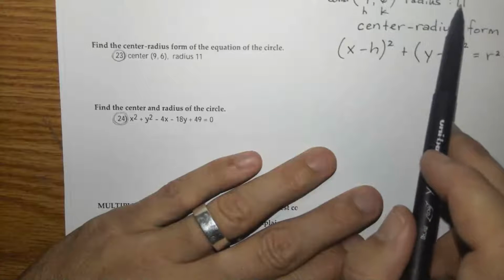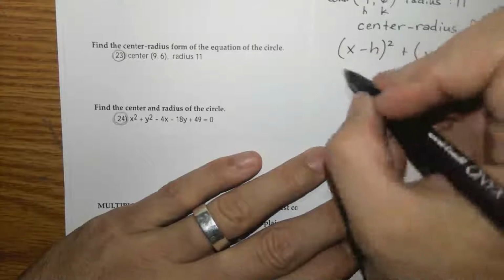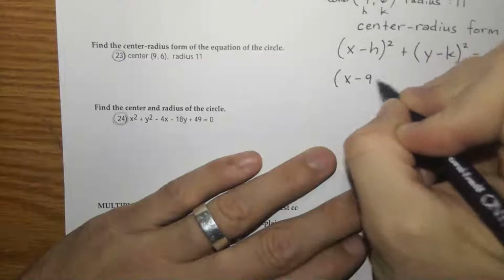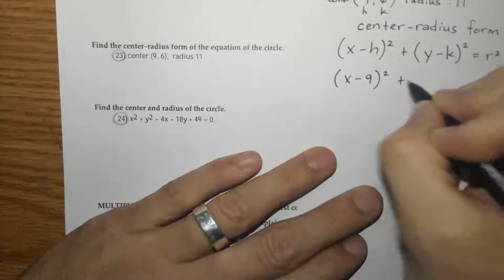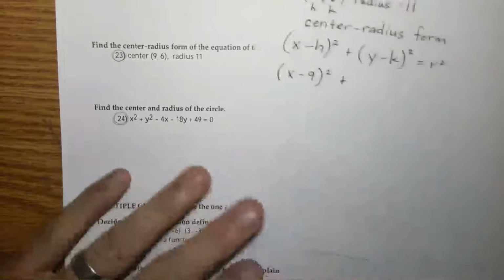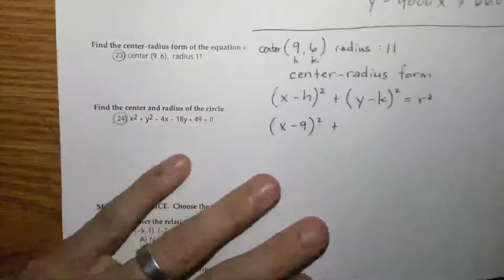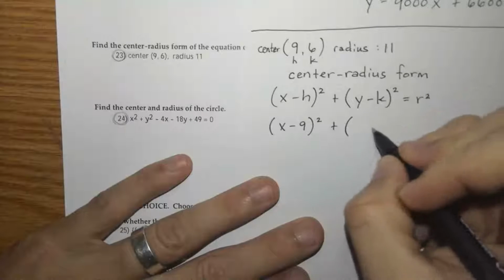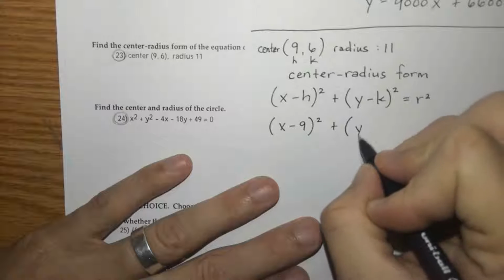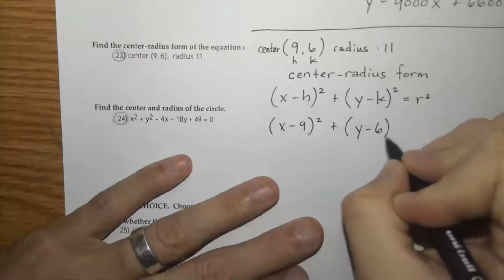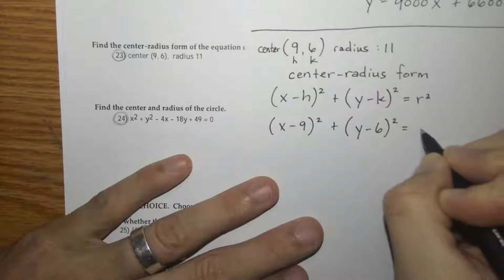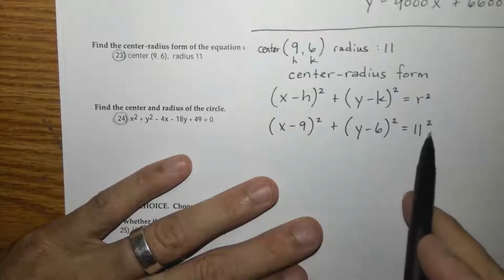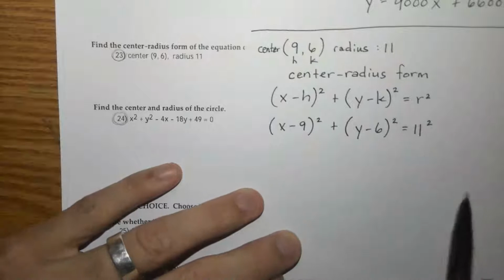Now, the radius is 11, but we're going to have to square that. So we're going to write it like this. x minus 9 squared plus, oh, I'm out of the range of the camera. Okay. x minus 9 squared and y minus 6 squared equals 11 squared. And now all we have to do is just square 11.